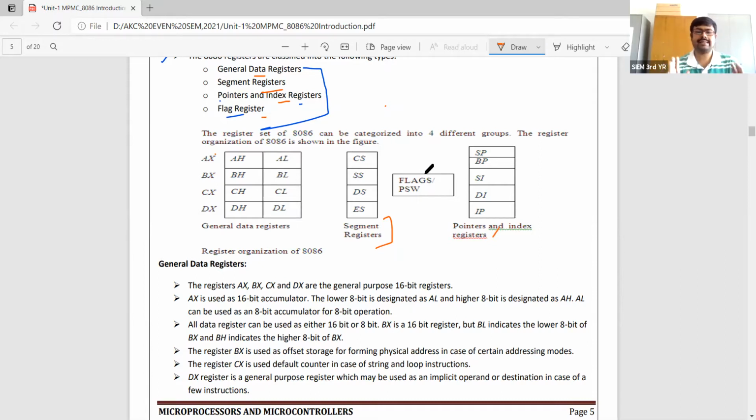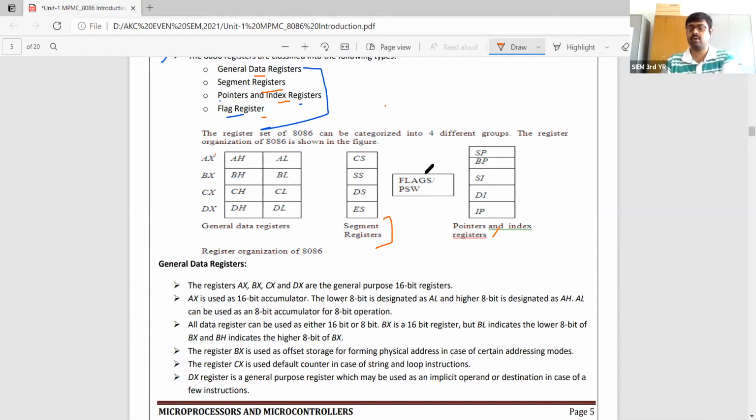So four different classifications, according to our slide and our notes. The first classification is the general data register, with AH AL, BH BL, CH CL, DH DL, and AX, BX, CX, DX as the normal classification. So X ultimately denotes whether we are getting the high or low value. Next, the segment registers: CS, SS, DS, ES.